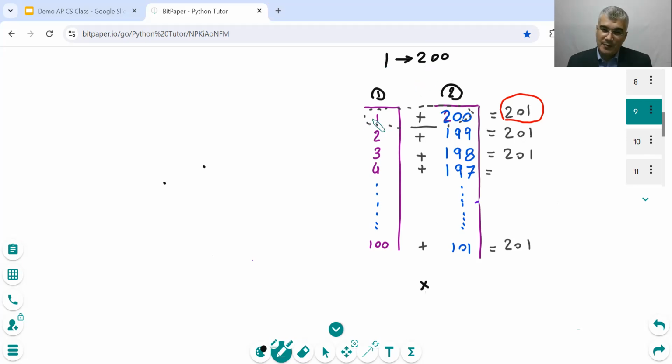If we bring the first number from the first table and add it to the number on the second table, 1 plus 200 equals 201. And if we sum 2 plus 199, also 201. So there is something common here. We are able to find a pattern here. If we add 3 plus 198, we also reach a result of 201. So what about 100 and 101? If we add them, we also reach 201.